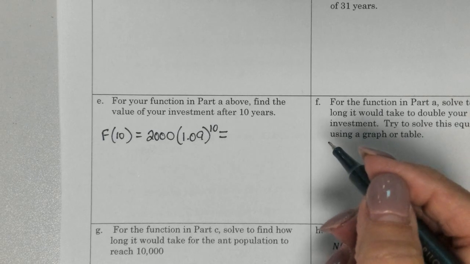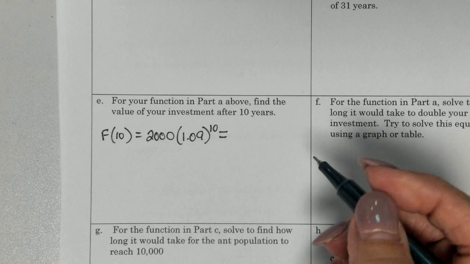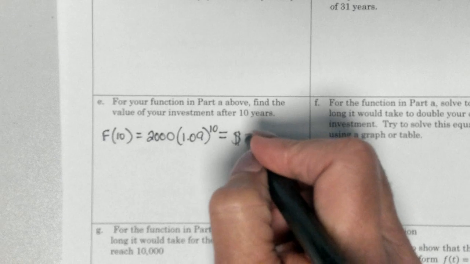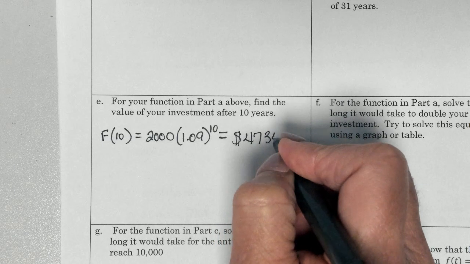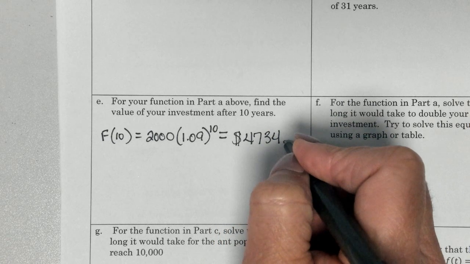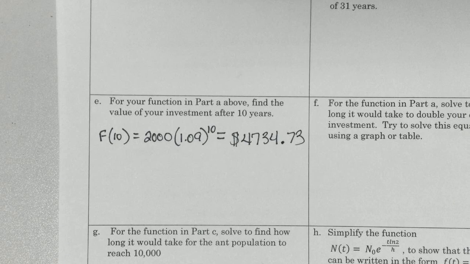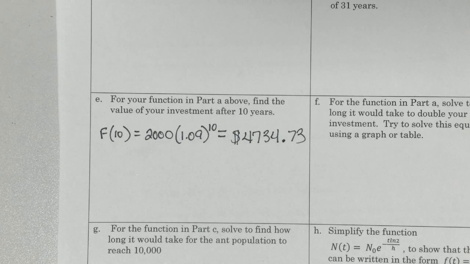What'd y'all get? 4,734.72. There you go. Students, anytime we're talking about money, always round to 2 decimal places. Okay, yeah, 73. All right, always round to 2 decimal places.